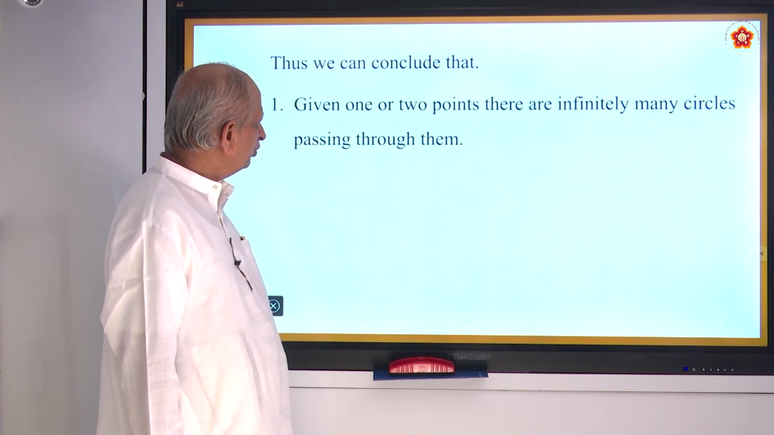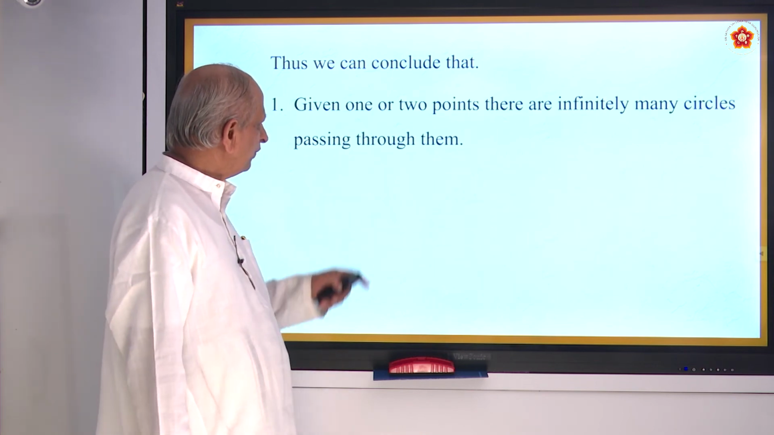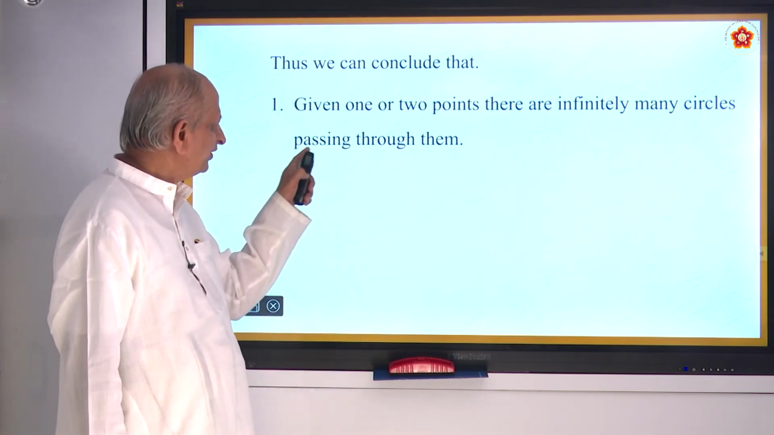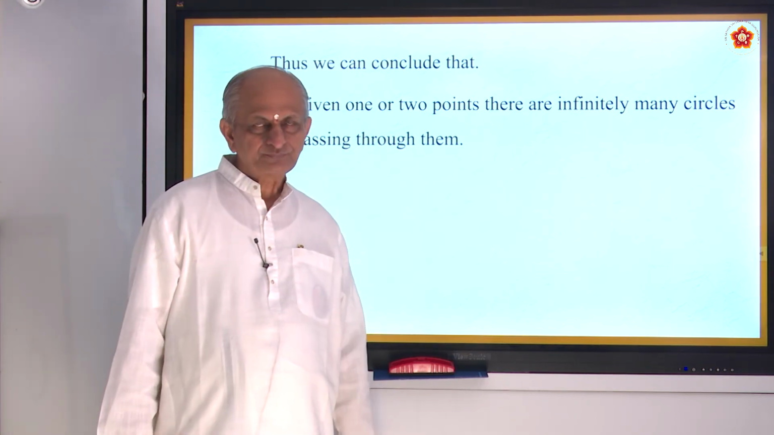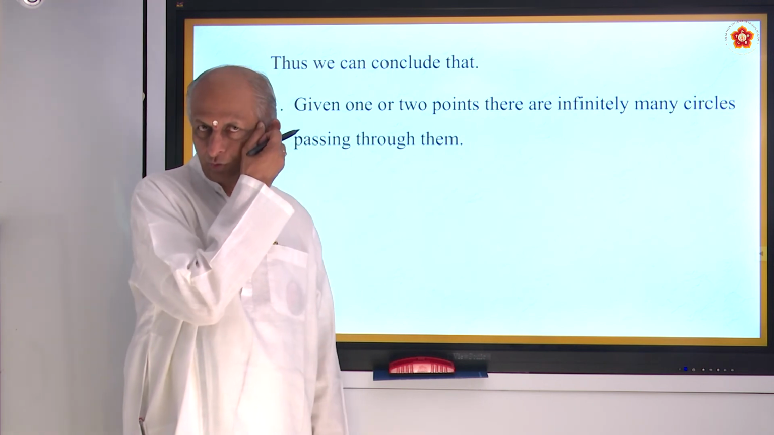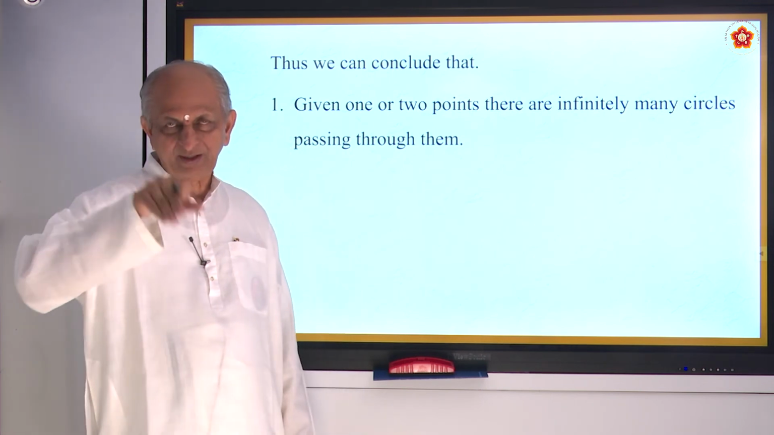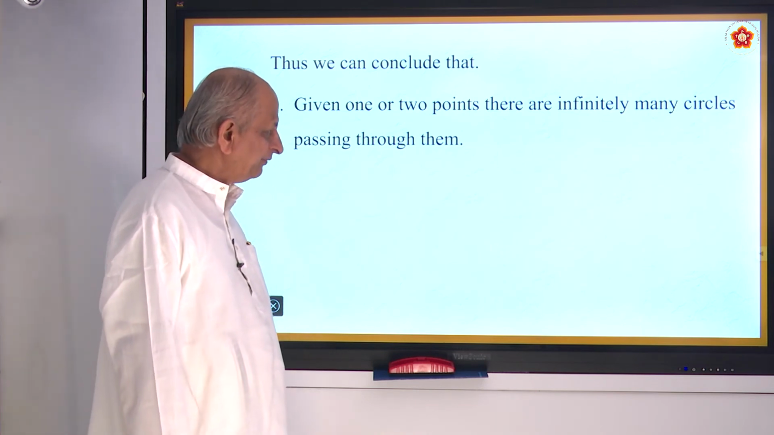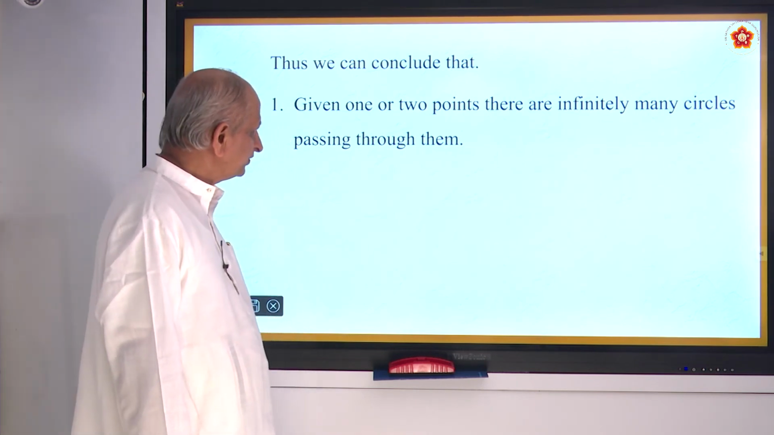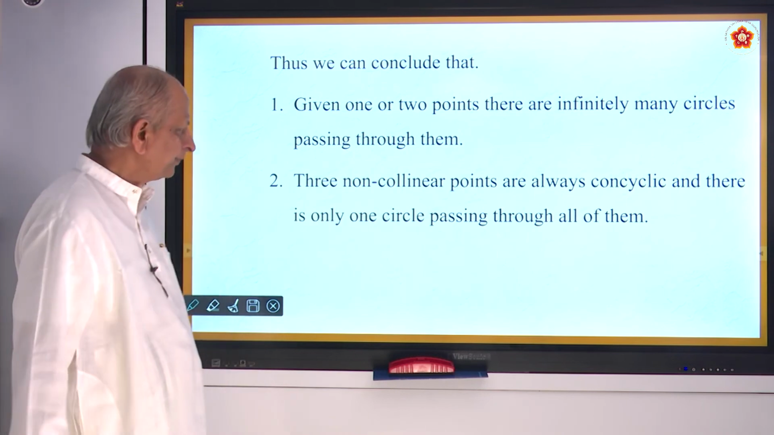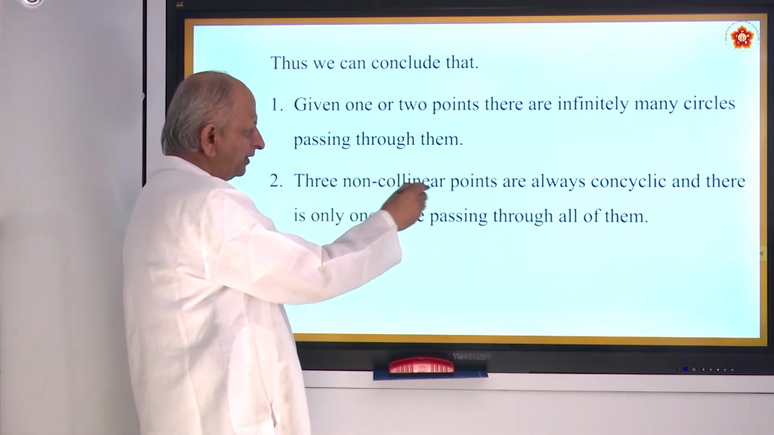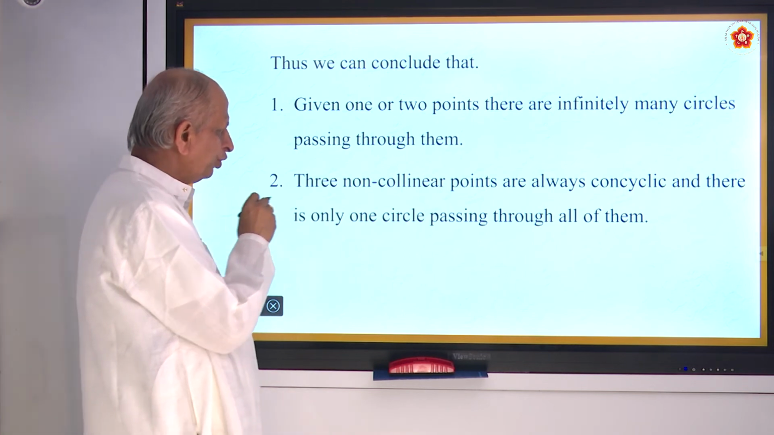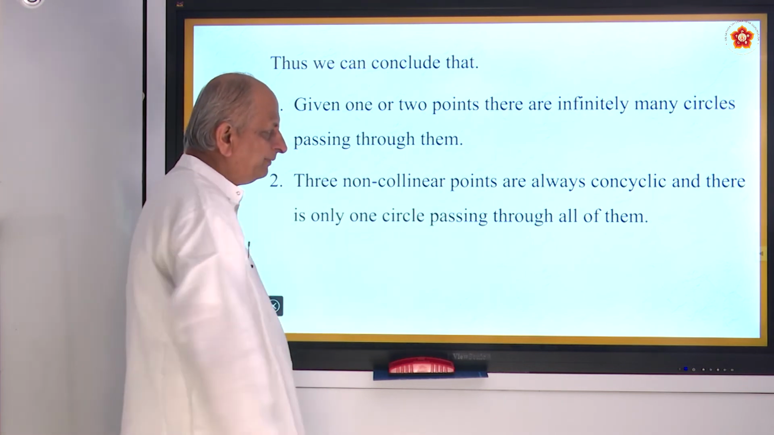And so we can conclude that given 1 or 2 points, there are infinitely many circles passing through them. Earlier you were shown that passing through one point, any number of circles can be drawn because of the change in the radius. So 3 non-collinear points are always concyclic, and there is only one circle passing through all of them.